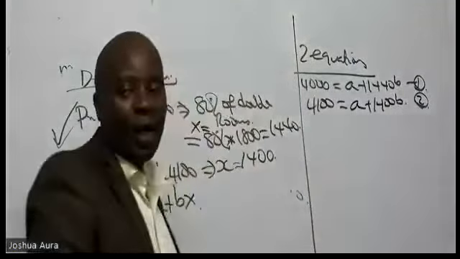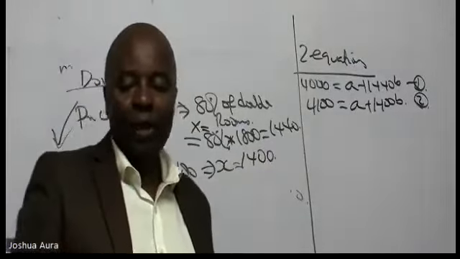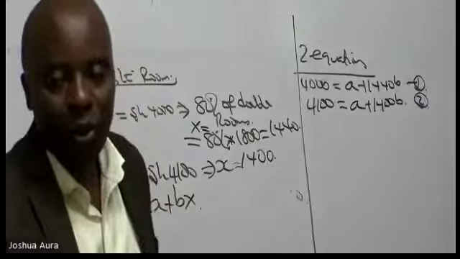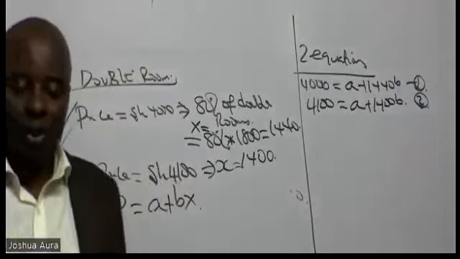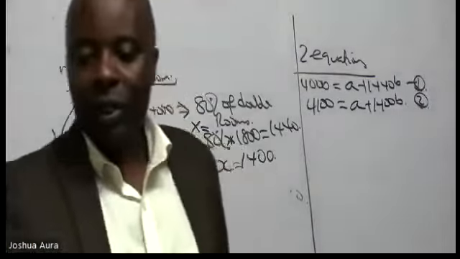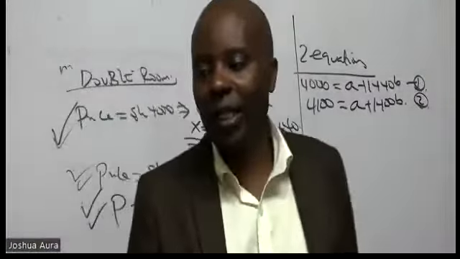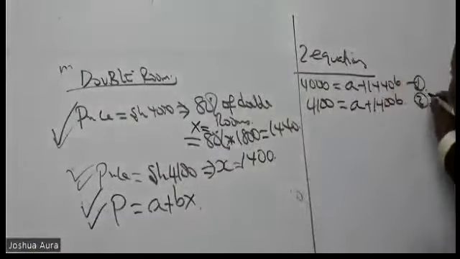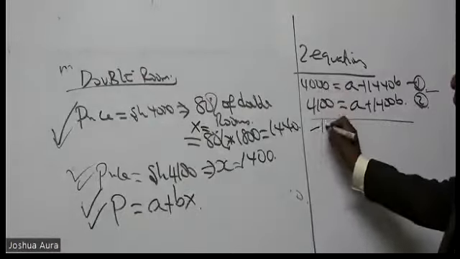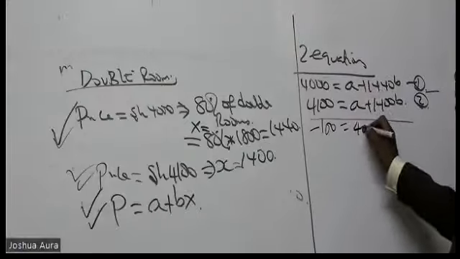Now do me a favor: using whichever method you like best, could you kindly give me the value of A and B? Using whatever means. This is not really a hard thing. What they're telling me is that we can easily eliminate A by subtraction. So this gives me minus 100 equals, A disappears, 40B.